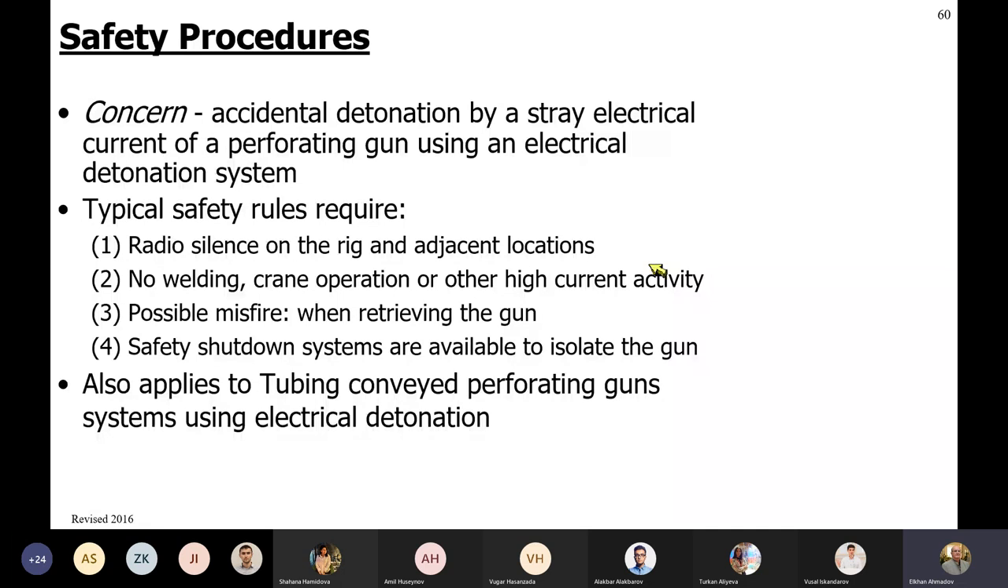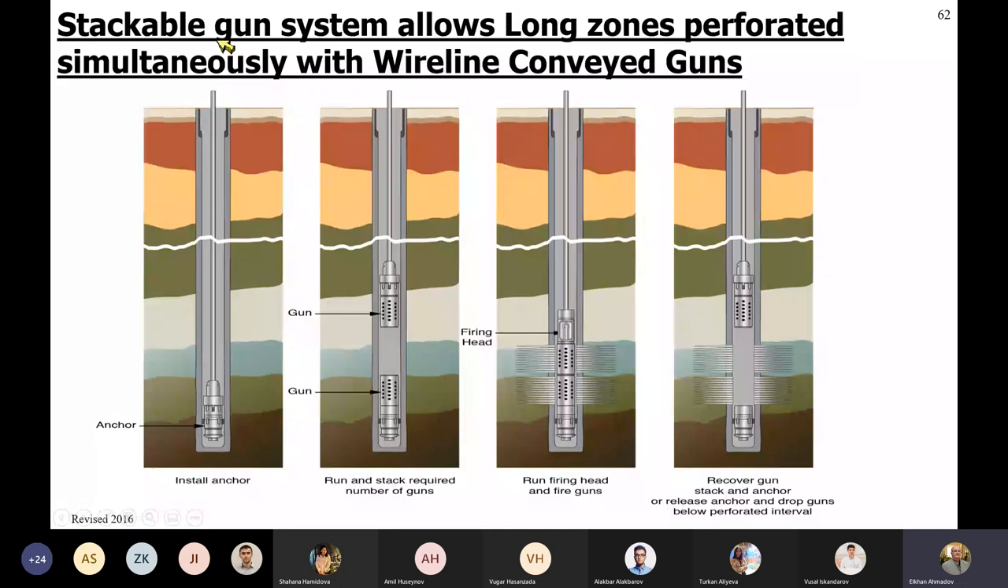Now we will talk about the special perforating gun systems and advanced perforating methods. One of them is the stackable gun system, which allows us to perforate long zones with wire line conveyed guns. What happens here? We run into the hole an anchor, and this anchor will hold the perforating guns as they are run.